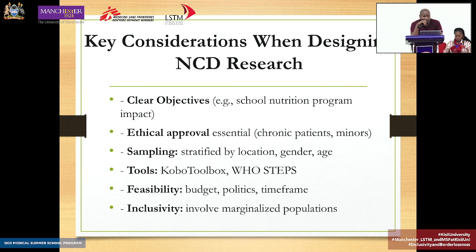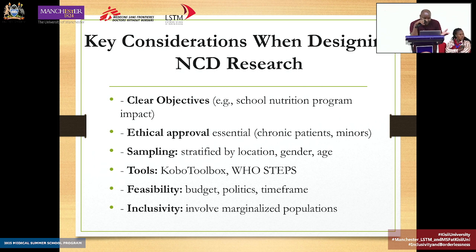Feasibility is very important when you are designing a project, a study. Budget, you have to consider budget. You have to consider the aspects of politics. Everyone has to be involved, and it has to be clear to everyone, and also time frame. You don't have to be in the field collecting data for a whole year when you are dealing with an emergency program. That's why we have what we call rapid studies.